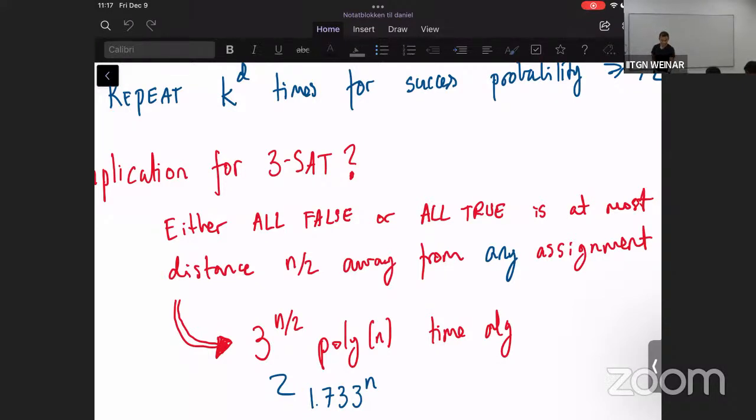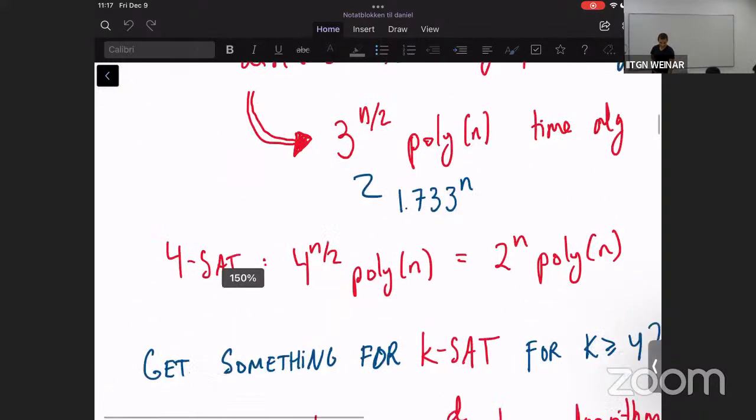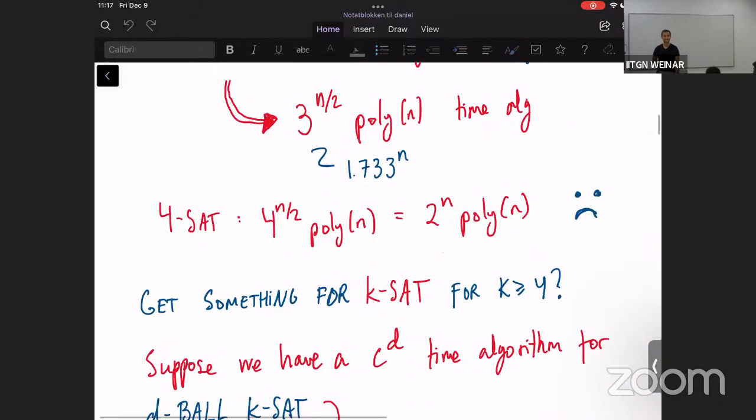And what is my running time going to be? Well, it's going to be 3 to the power n/2, right? Because if I'm doing 3 sat, k is equal to 3, d is equal to n/2. So k to the d is 3 to the n/2, and 3 to the n/2, that's square root of 3 to the n. So that's like 1.7333 to the n. Now, what does this give me for 4 sat? Well, not much, right? It's 4 to the n/2, which is still 2 to the n. So for 4 sat, or for k sat greater or equal to 4, I'm actually doing worse than brute force. But I got something for 3 sat, right? So like, okay, that's good.